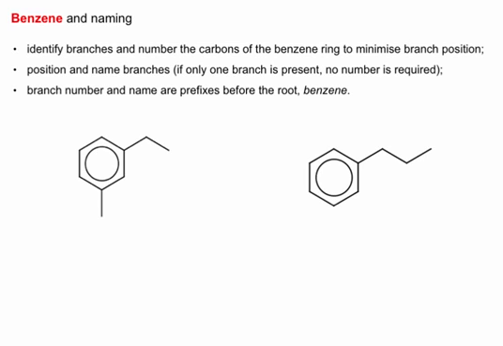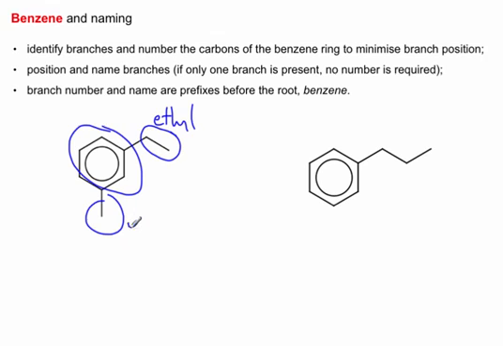Benzene naming is pretty straightforward. Just like we've always done, you identify branches around a benzene. Benzene, again, is going to be the main molecule. So there's my benzene, and I look at branches. I have a 1-carbon branch here. This is a line structure diagram, and I have a 2-carbon branch here. So that's an ethyl branch, and that's a methyl branch.